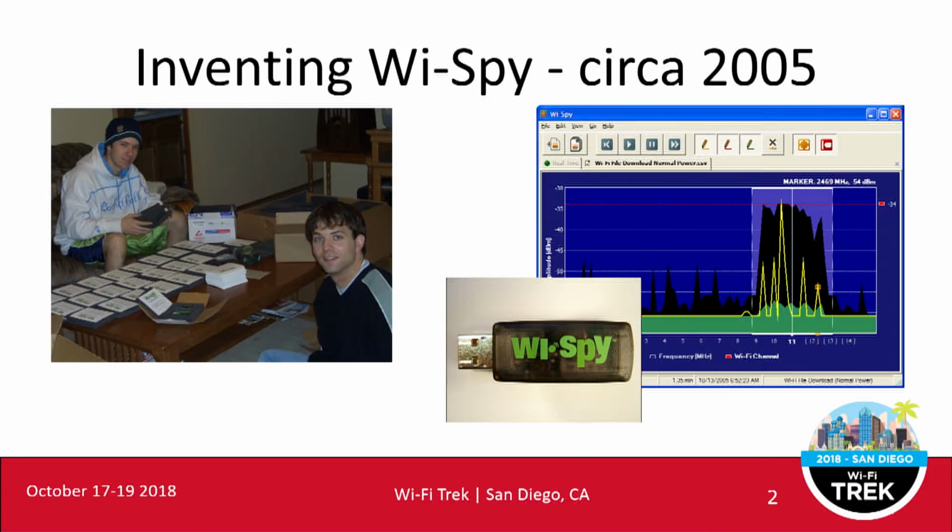Back in 2005, Wi-Fi was pretty simple. 802.11b was the latest and greatest. 5 gigahertz was mostly used for public safety radios and weather radar. 2.4 gigahertz was more likely to be used by cordless phones, baby monitors, and even microwaves than it was to be actually used by Wi-Fi.